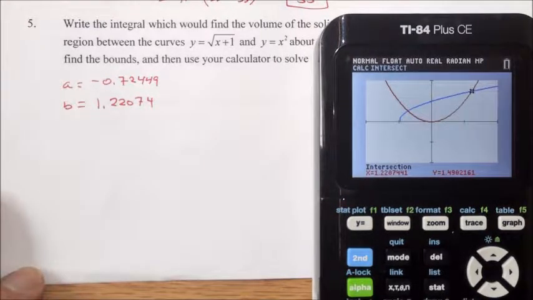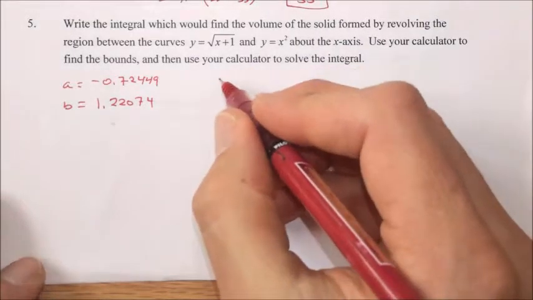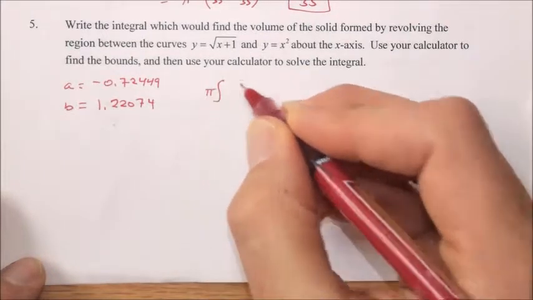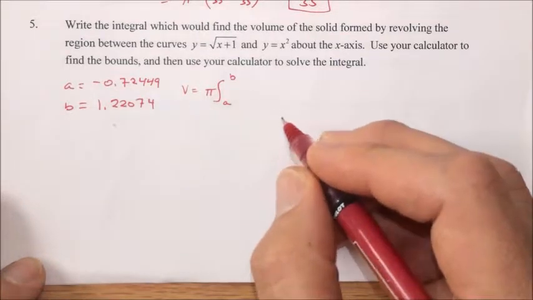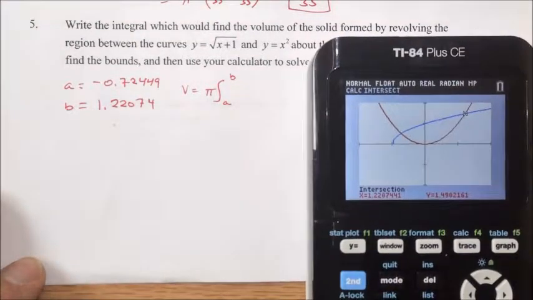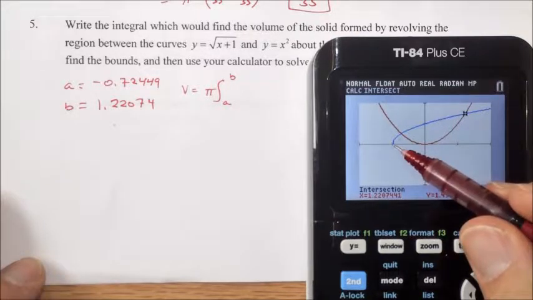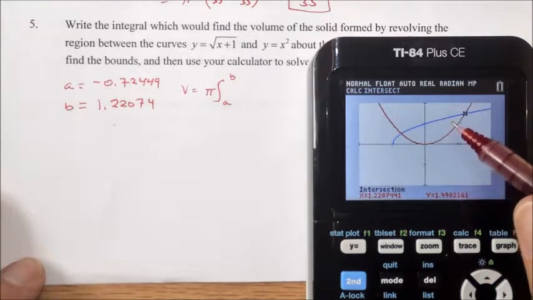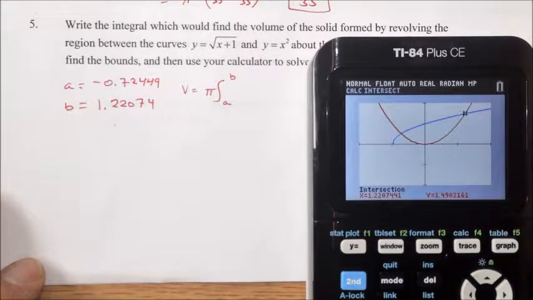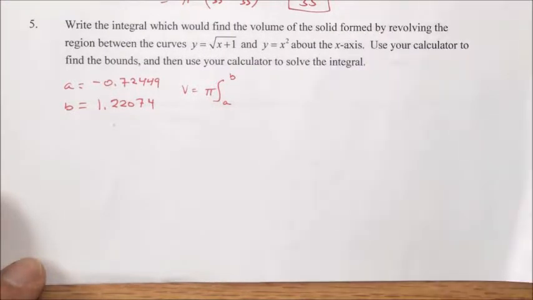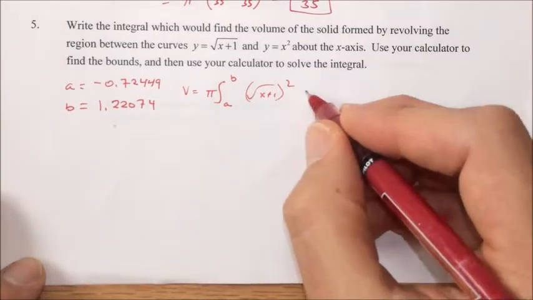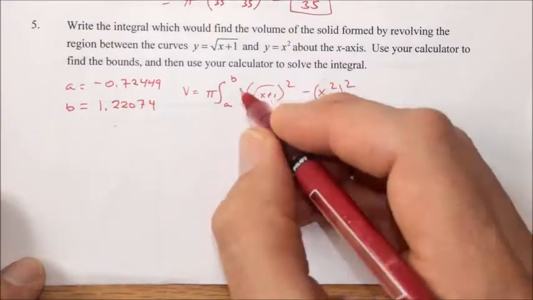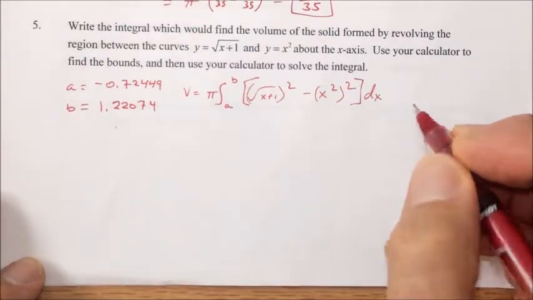And now we can go to write our integral. So we have the integral with pi out front, our volume equals. A is our low bound, B is our upper bound. And I'm bringing the graph back for a second. Square root graphs are the ones that are only positive. That's our blue line. So the square root serves as our greater function, and the parabola, our x squared, is our smaller function. So we're going to have the square root function first. So the square root of x plus 1 squared first, and x squared squared second, and the whole thing receives a dx.